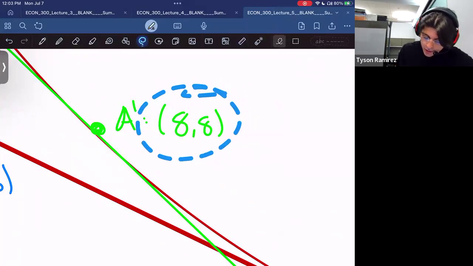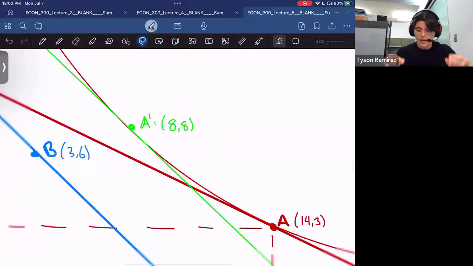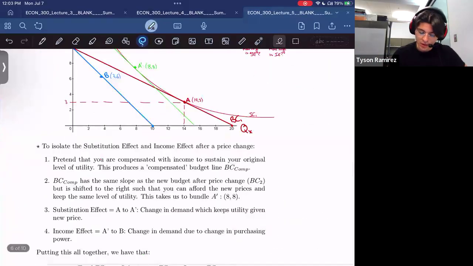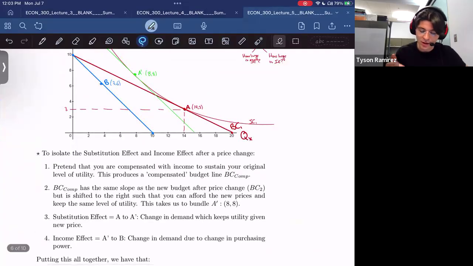So A prime is right here. (8, 8) is where I would be if I wanted to have the same level of utility given these price changes, supposing that I could afford it, like my budget increased as well. This change from A to A prime is the substitution effect.